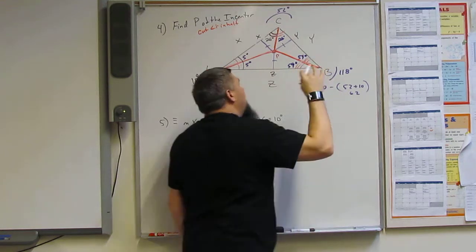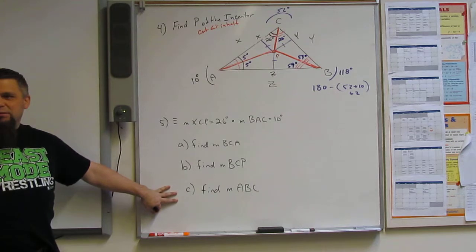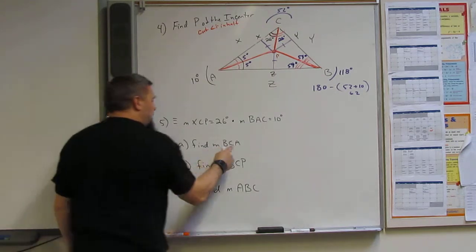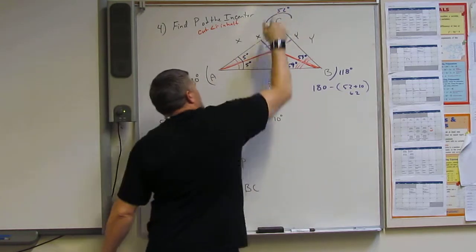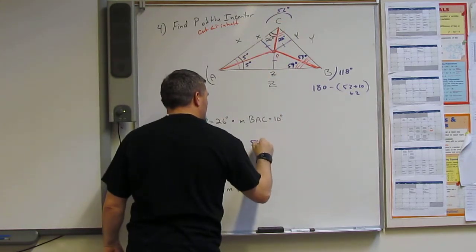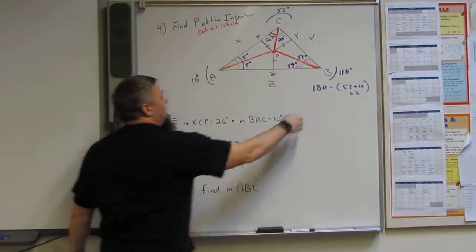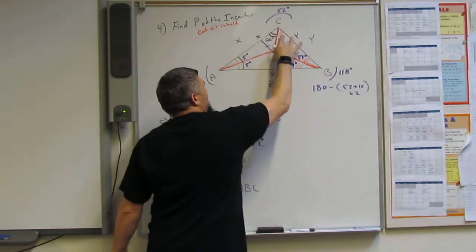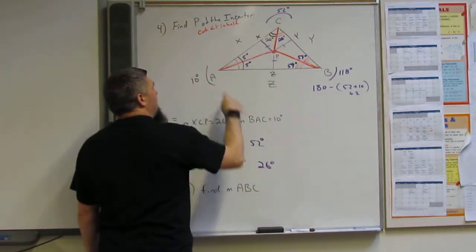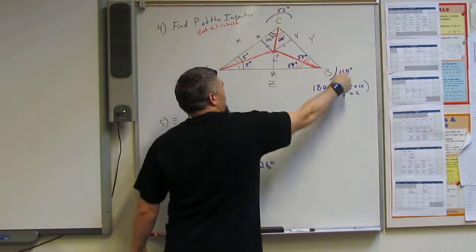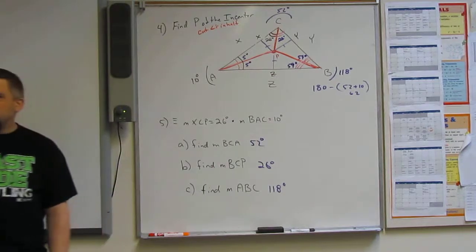And from that, once I fill all that in, now this should be easy. BCA: 52. BCP: 26. ABC: 118. That's it.